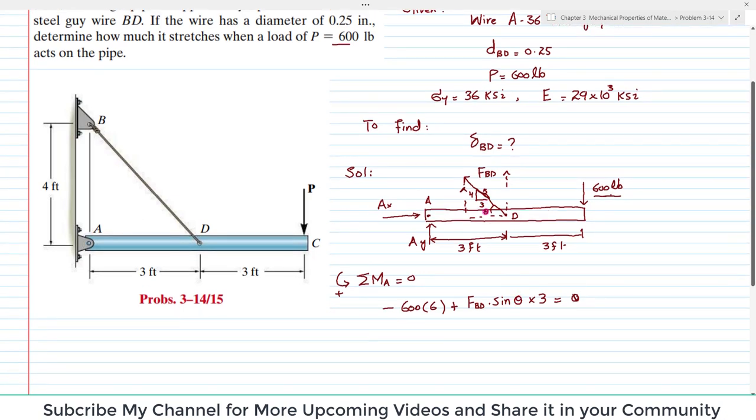Now you can see that sine theta is equal to perpendicular over hypotenuse. So instead of sine theta, I will write 4 over 5. So minus 3600 plus FBD times 4 over 5 multiplied by 3 is equal to 0. When you solve this, you will get FBD equal to 1500 pounds. Now you have the force in this wire.